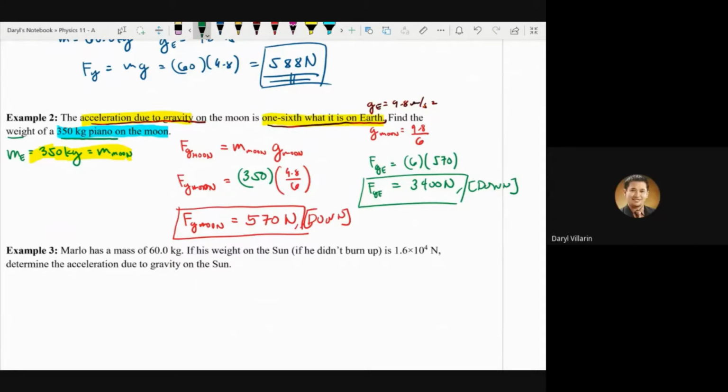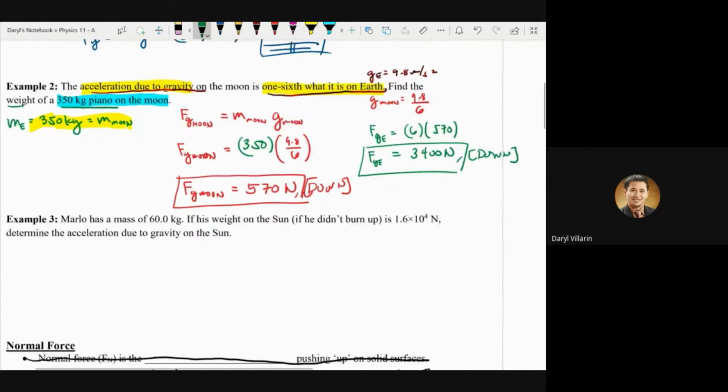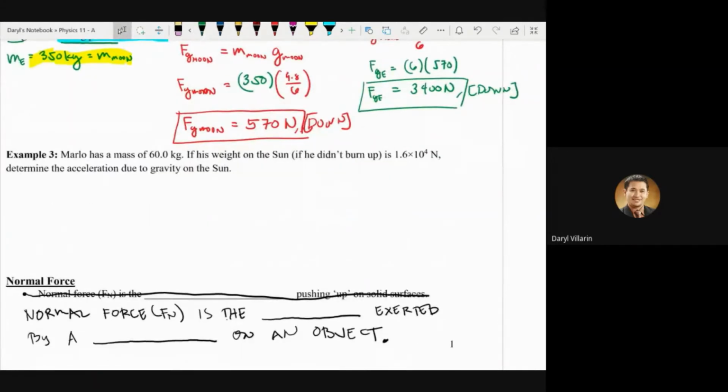Okay. Example number 3: Marlu has a mass of 60 kilograms. If his weight on the sun, if he didn't burn up, is 1.6 times 10 to the power of 4 newtons, determine the acceleration due to gravity of the sun. So this is the magnitude of his weight, and its mass is given by this. We want to get the acceleration due to gravity on the sun.